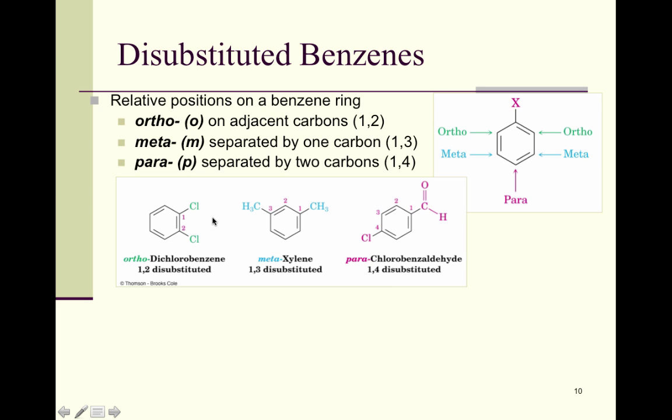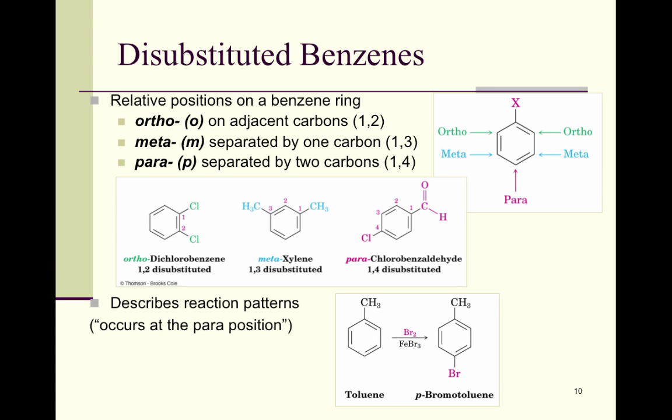When we first introduce ortho, meta, and para, we tend to use the same groups coming off in the ortho, meta, and para position because that allows the name to be much shorter. These 2 things that are ortho, meta, and para to each other do not have to be the same, and that's illustrated in this last example here. This on the right-hand side is an aldehyde group, and over here is a chloro. It's only the relative positions to each other, not the identity.